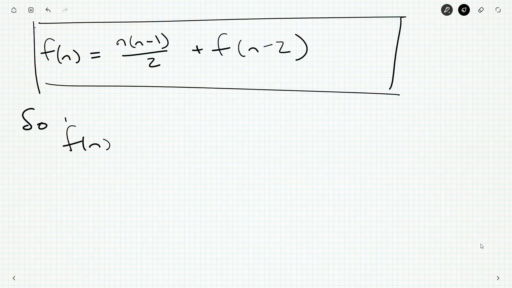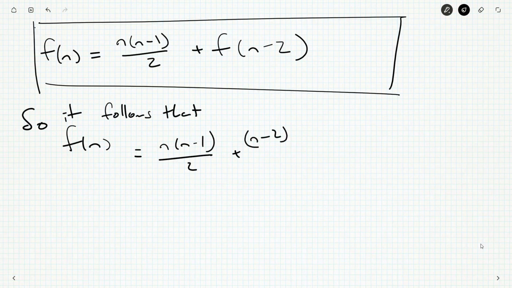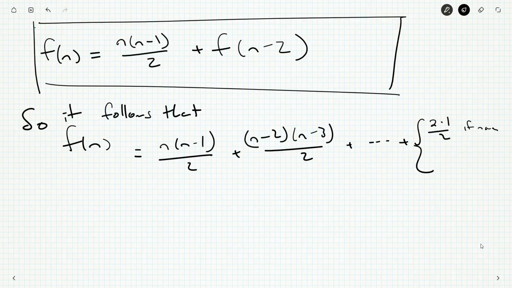So it follows that Fn is n times n minus 1 over 2 plus (n minus 2)(n minus 3) all over 2 plus, all the way down to either 2 times 1 over 2 if n is even, or 3 times 2, we'll say 1 times 0 over 2 if n is odd. Okay.